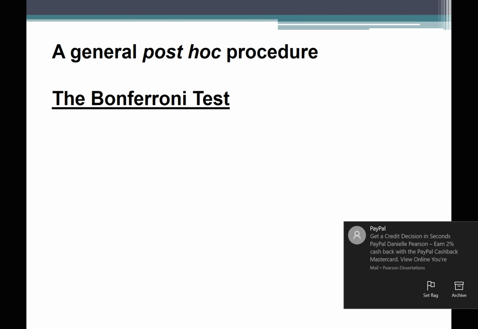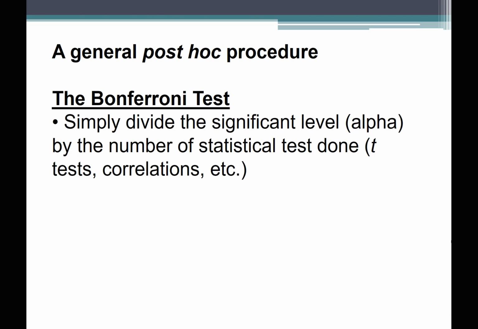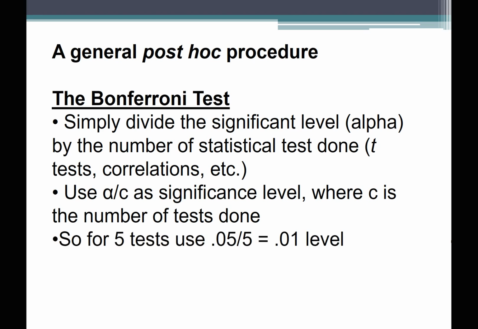Now this one you will see very often, the Bonferroni test. It sounds like Rice-A-Roni or something, right? So Bonferroni, you take your significance level, your alpha level, and you simply divide it by the number of tests that you did. And this gives you a new comparison level. So alpha divided by the number of tests you did. So for example, if we did 5 tests, then we take our regular alpha level of 0.05 and we divide by 5 and we get 0.01.